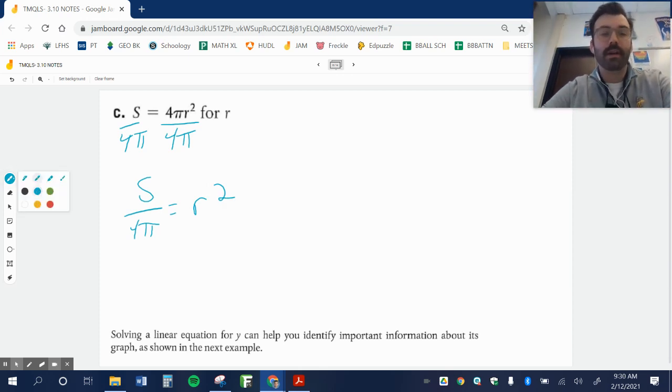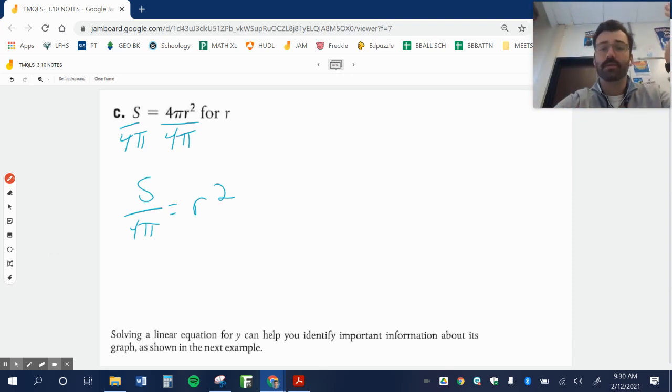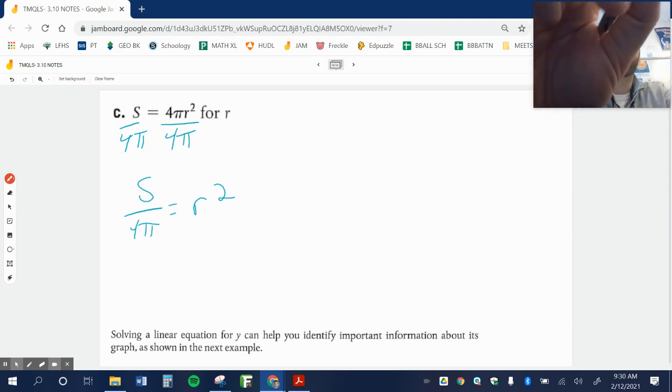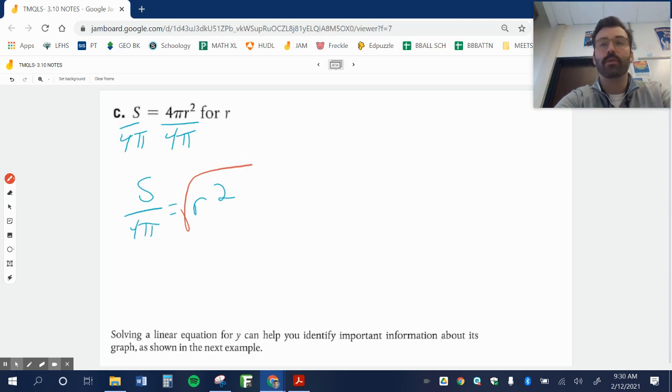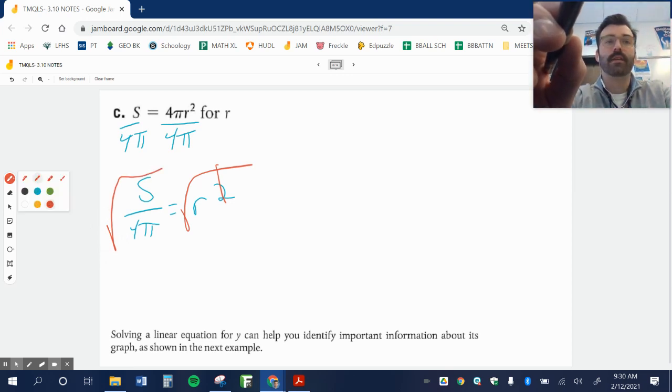Now, remember, in our last section, to get rid of a squared term, I have to use the inverse operation, which means I have to undo a squared. What's the opposite of a squared? It's, I can hear you now, a square root. So I want to square root both sides. The square and the squared will cancel out, and I'll square root that.